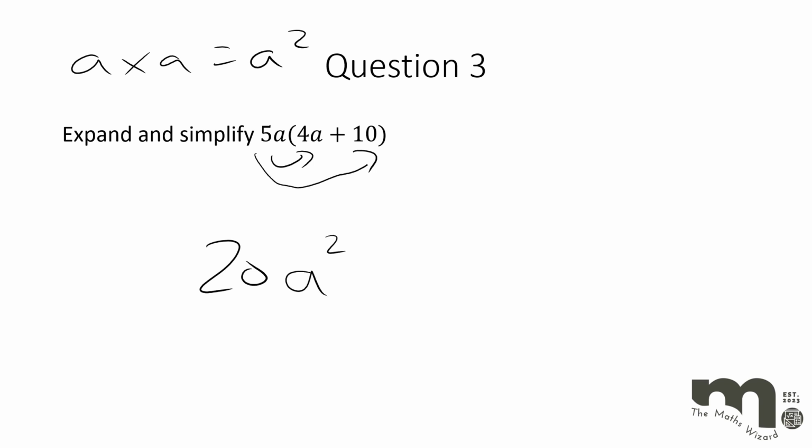Then we're going to have 5a times 10. So 5 times 10 is 50. And then you've got this a as well, because you're doing 5a times 10, it means you're going to have an a on this part of the expression as well.